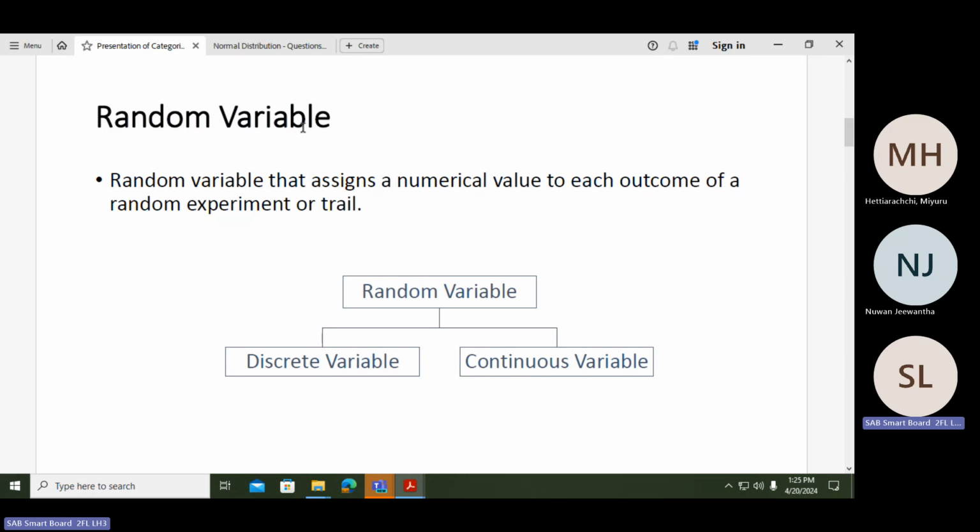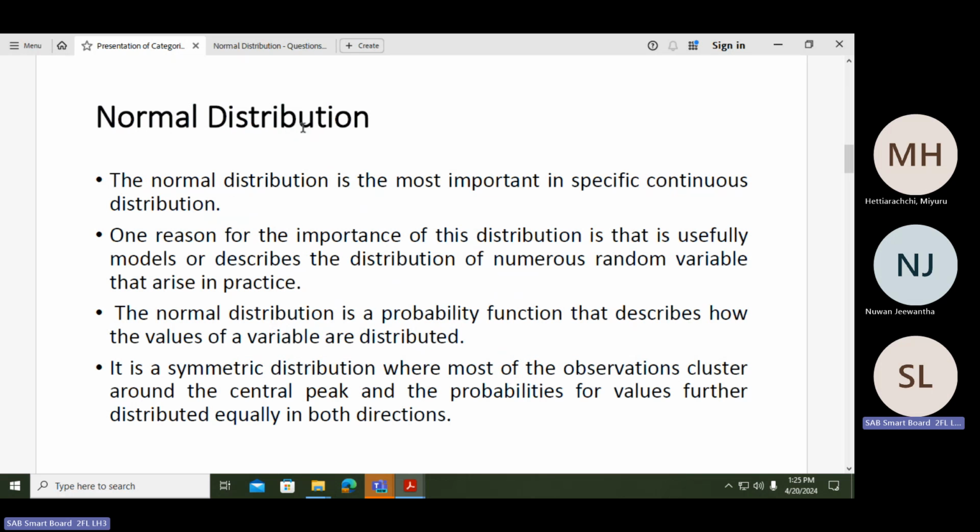Understood? That we call the continuous probability distribution. Then the continuous probability distribution is the normal distribution. We have three probability distributions: binomial, Poisson, and normal. Binomial and Poisson are the two types of discrete probability distribution. Normal distribution is a type of continuous probability distribution.